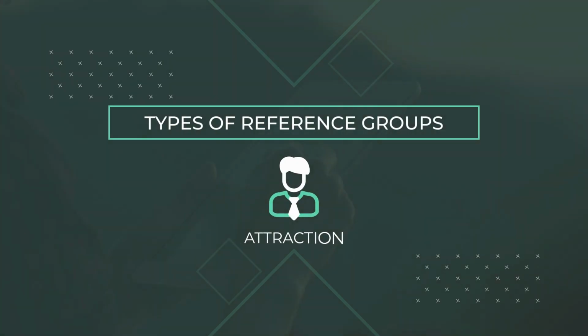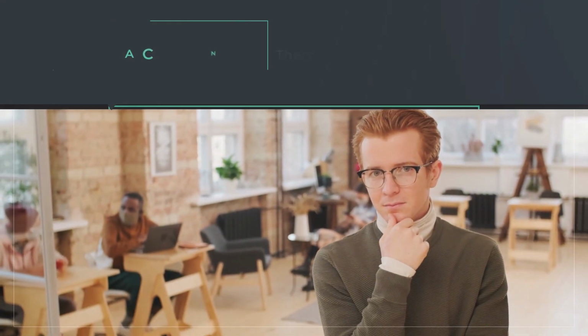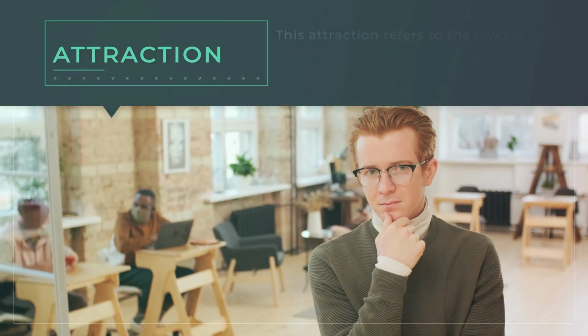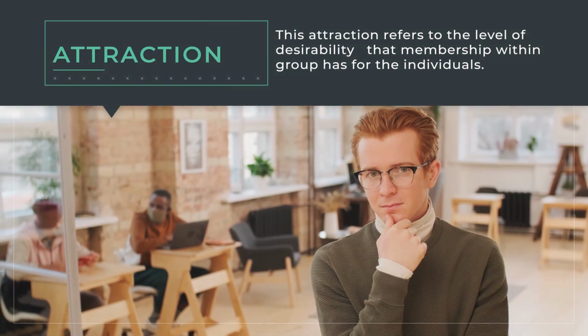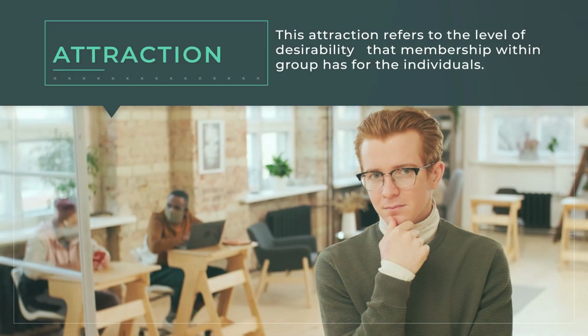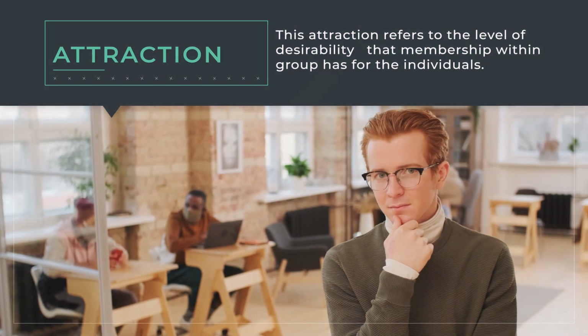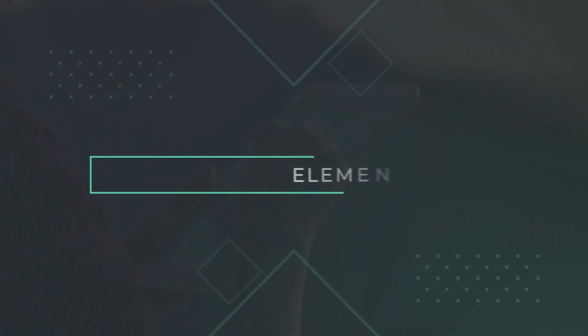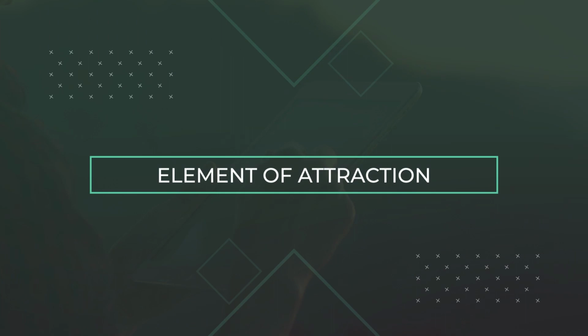And number three is attractions of group involved. These attractions refer to the level of desirability that membership within a group has for the individual. To know more about the attractions, let's take a look at these three elements.